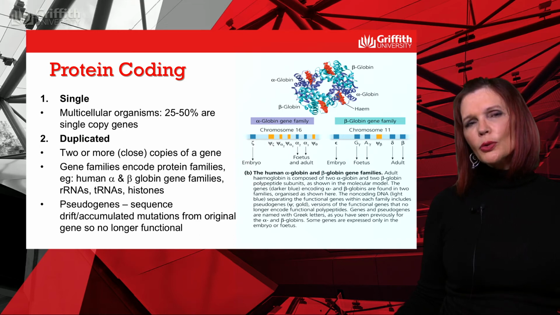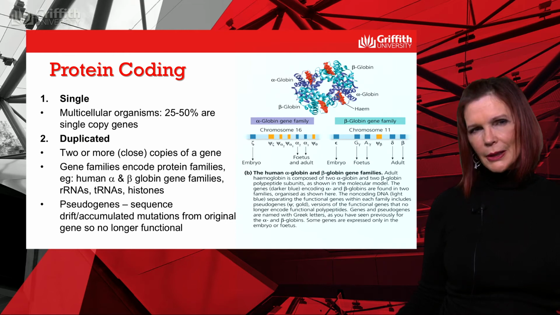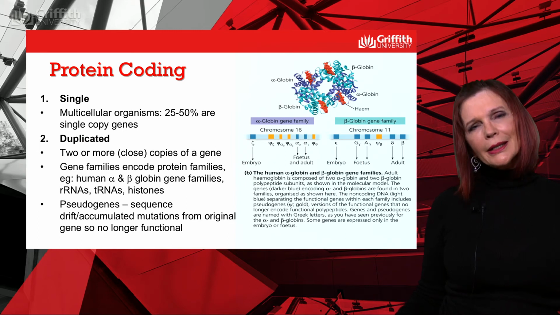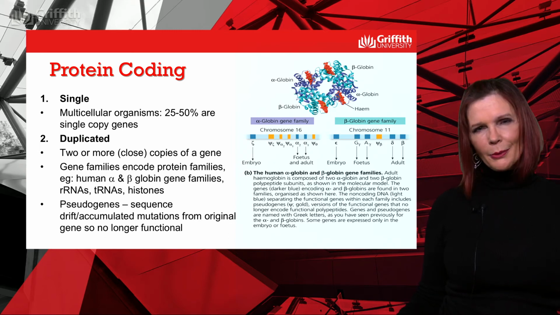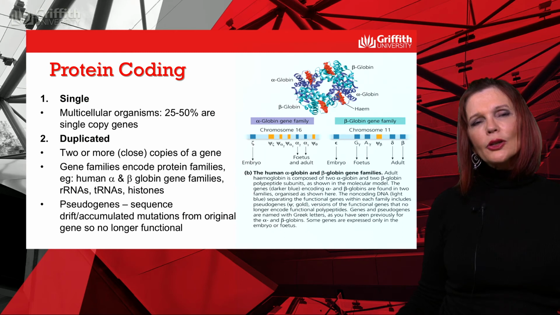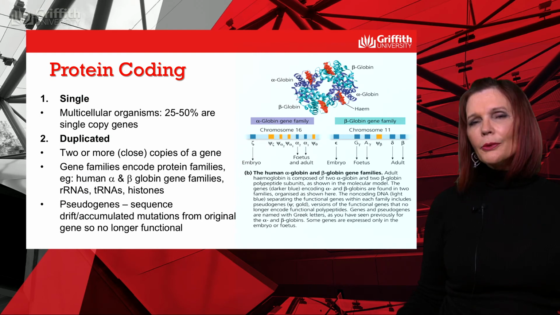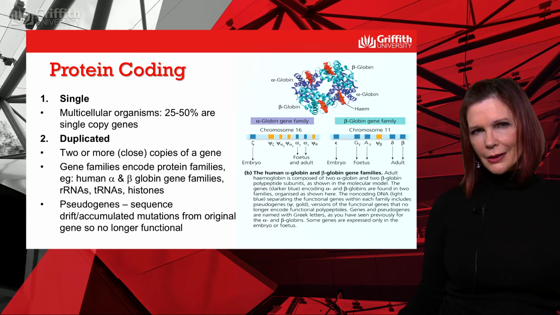Duplicated genes are 2 or more close copies of a gene which occur due to an evolutionary event such as a chromosome rearrangement. These genes form families that encode protein families such as the globin gene family, where 2 related gene families encode for the alpha and beta globin chains, and these are the polypeptide subunits of hemoglobin. Recall we looked at the sickle cell disease case study, where a mutation affects the beta globin chain.